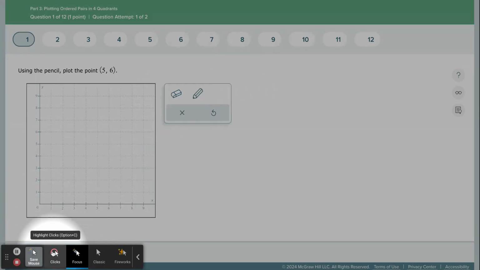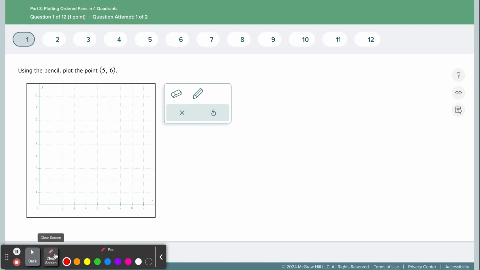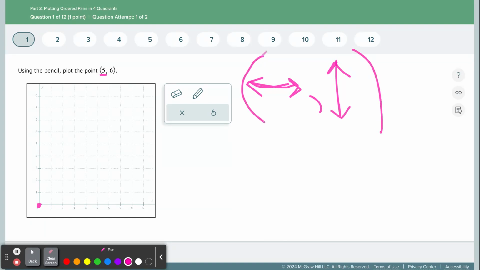So I like to look at it as, I'm going to go through and kind of do this. Okay, positive 5, positive 6. This is your origin. This is 0, right? The first number is always what you do from left to right. And then up and down is your second number. Are you going to go up or down? That's the order all the time.